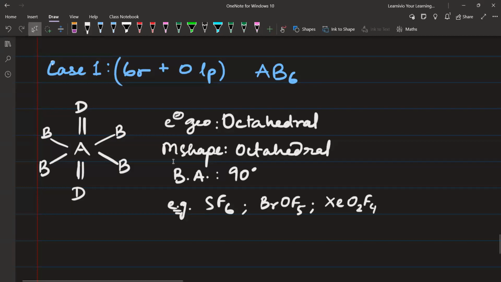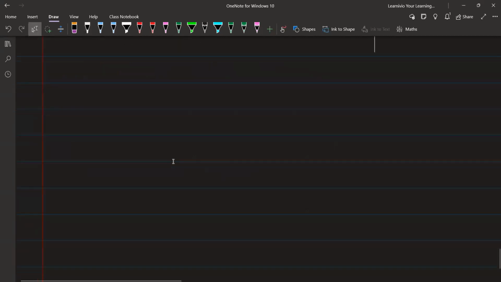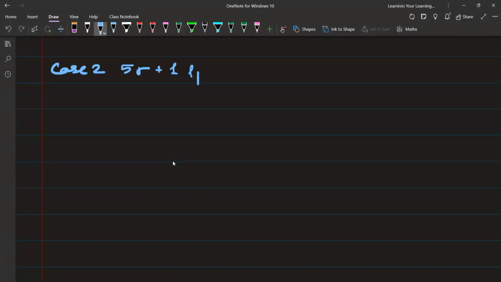Case 2. We will keep teaching, because if we teach it takes less time, but asking questions takes more time. Case 2 is 5 sigma plus 1 lone pair. The compound will be AB5 with 1 lone pair. It will look something like this.